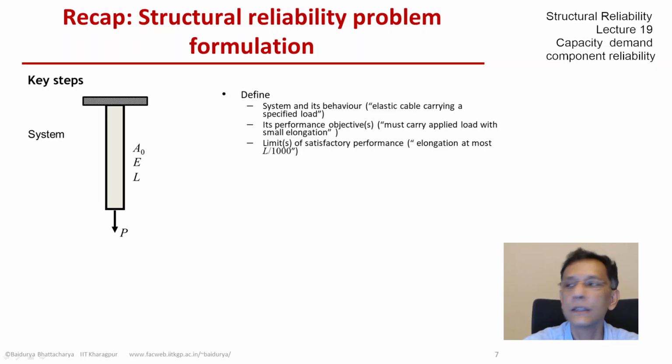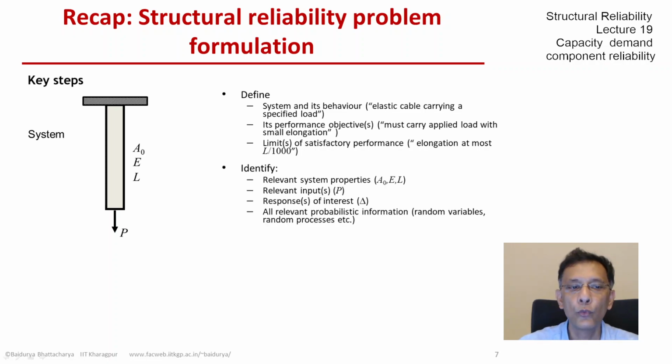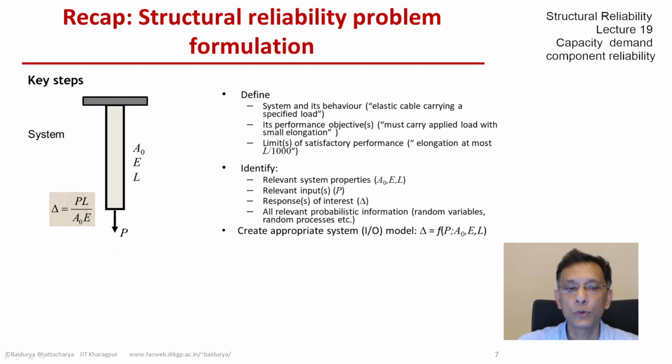So what we started with was a system which we were able to define well. We knew what it was supposed to do. We knew what the limits of satisfactory performance were for that system. We were able to identify all the relevant properties, all the probabilistic information, which is very important, and thereby create an appropriate input-output model between the response of interest and the system properties and the inputs.